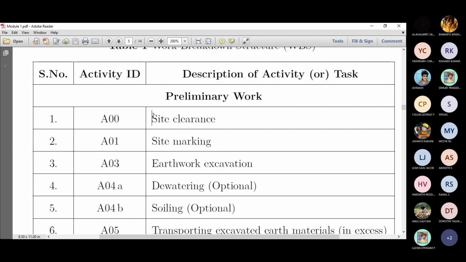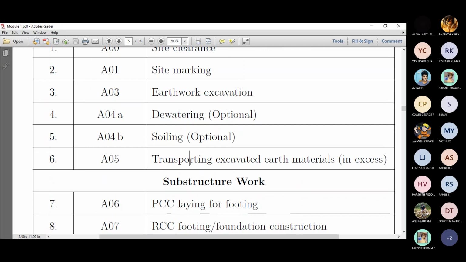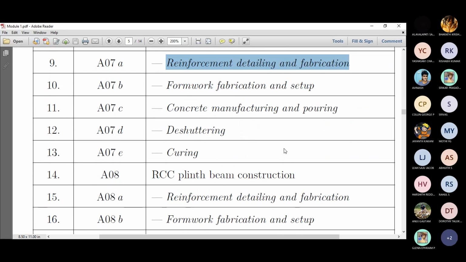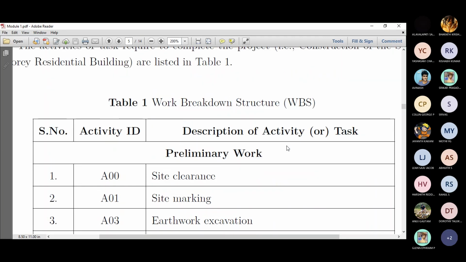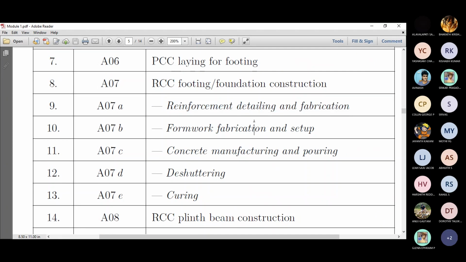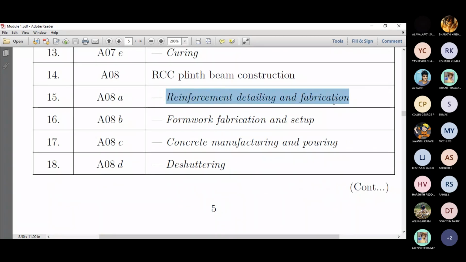So for example, if you see a site clearance, it's a two-word name, but if you take a look at this, transportation of excavated earth materials, and reinforcement, detailing, and fabrication are pretty heavy, lengthier labels. So to represent them in a diagram will be very difficult. And also sometimes you can see there's something called reinforcement, detailing, and fabrication, A07A. Then something called reinforcement, detailing, and fabrication, this is A08A. Both have the same text of reinforcement, detailing, and fabrication.